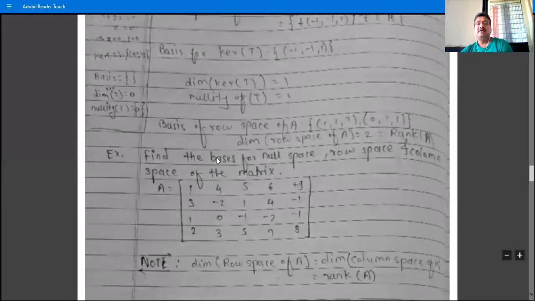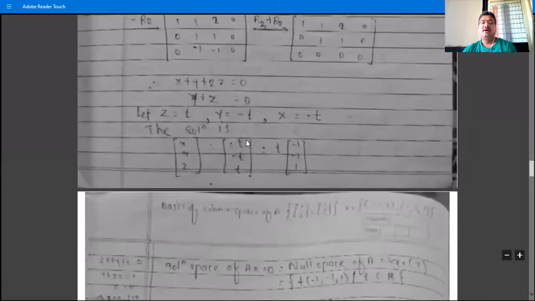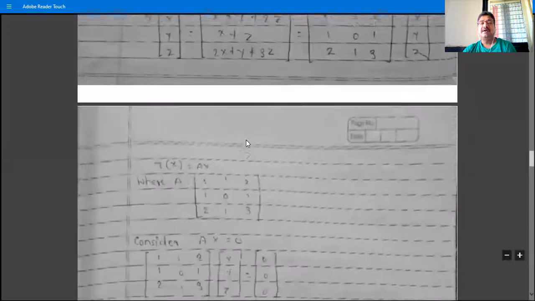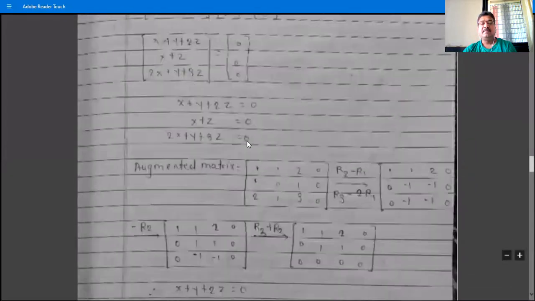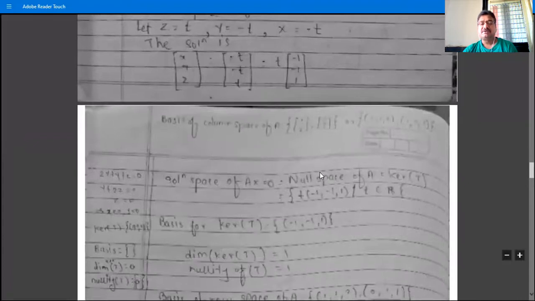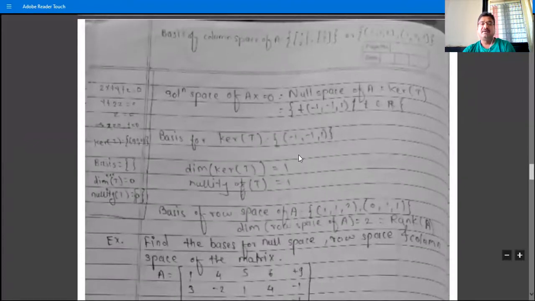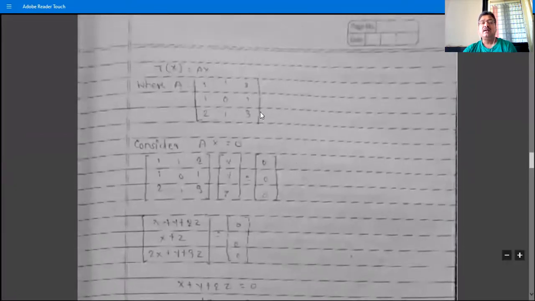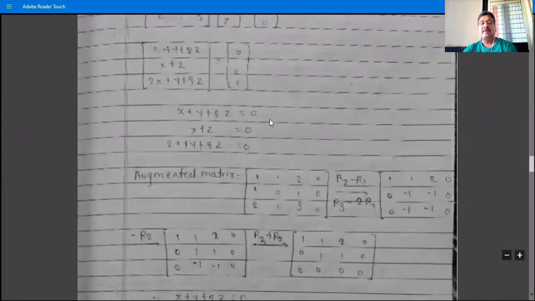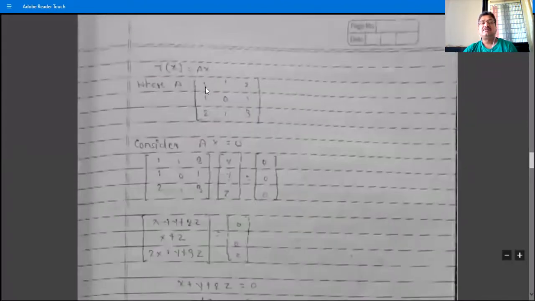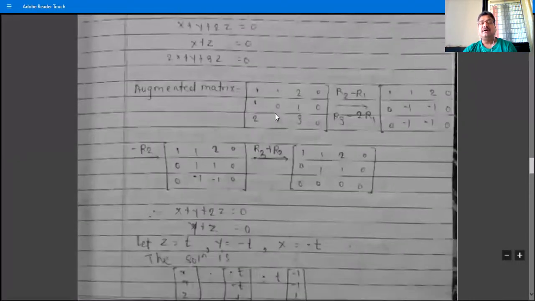Now we have to find the basis for the range of T, R(T). So in order to find the basis of the range of T, we have to find the basis for the column space of T. So how can we write the basis for the column space of A? Again, consider the matrix A and reduce the matrix to reduced row echelon form.